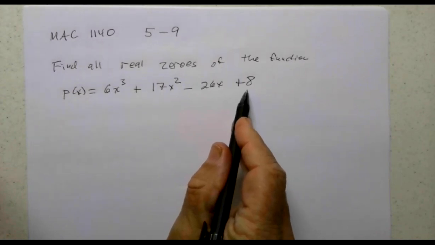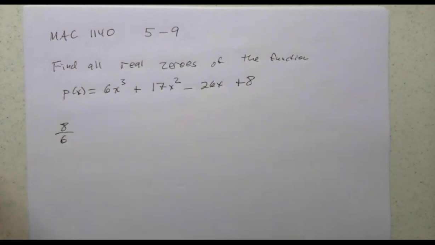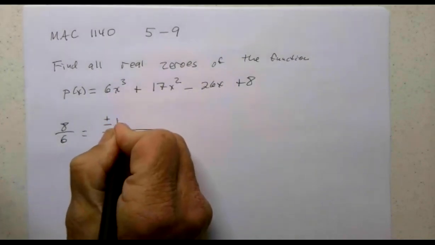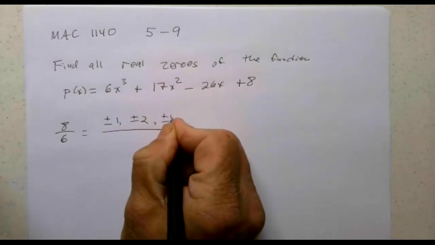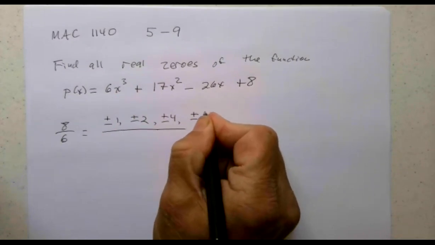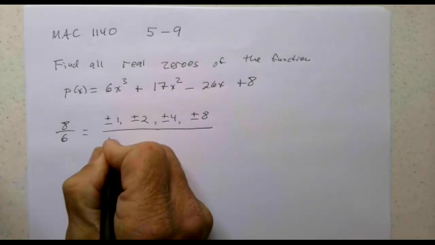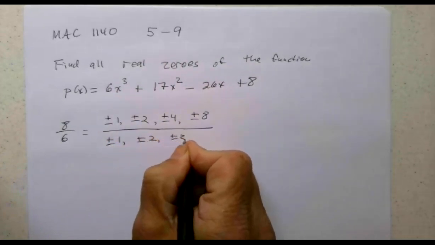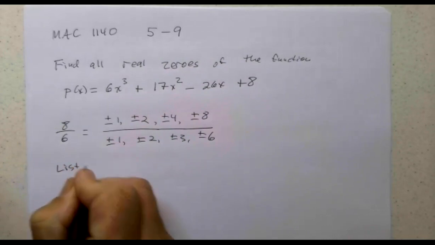My last coefficient is 8. My first is 6. I list all of the factors of 8 on top, plus or minus 1, plus or minus 2, plus or minus 4, plus or minus 8. All of the factors of 6 on the bottom, plus or minus 1, plus or minus 2, plus or minus 3, plus or minus 6. Then we can list all possible rational solutions.